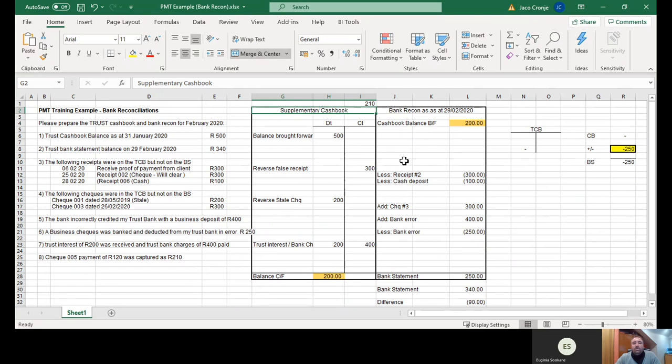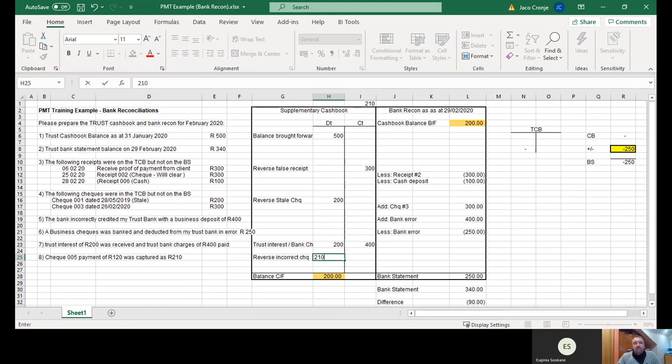If it's our error, we have to correct our accounting records. So how will we do that? First, we are going to reverse the error. So if it was originally captured on the credit side, to correct that, I'm going to enter a debit of the same value. But now I've only reversed the incorrect entry. I haven't actually accounted for the transaction itself.